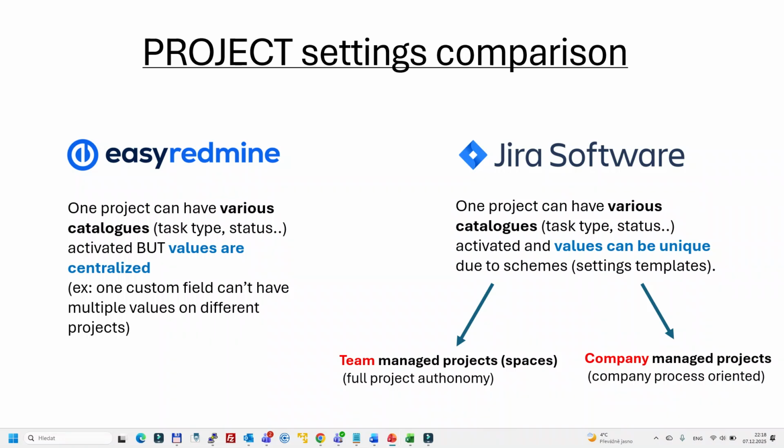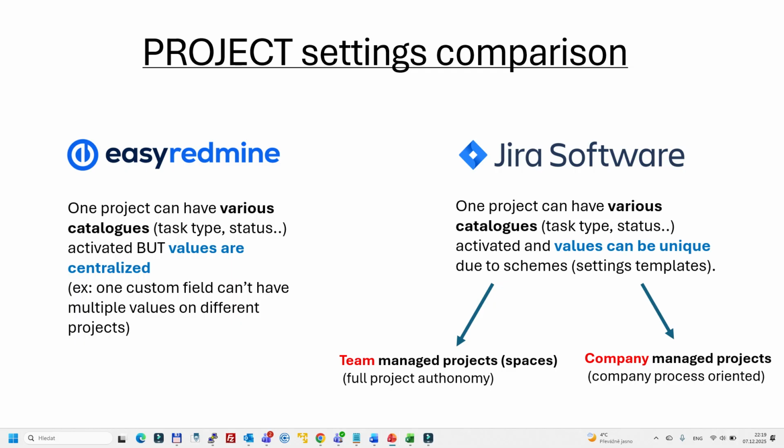Let's have a look at the differences between Easyredmine and Jira software, especially on the project level settings. In Easyredmine, one project can have various catalogs. Catalogs means things like task types, statuses, and custom fields activated on the project level, but values are centralized. What does it mean? For example, one custom field can't have multiple values on different projects.